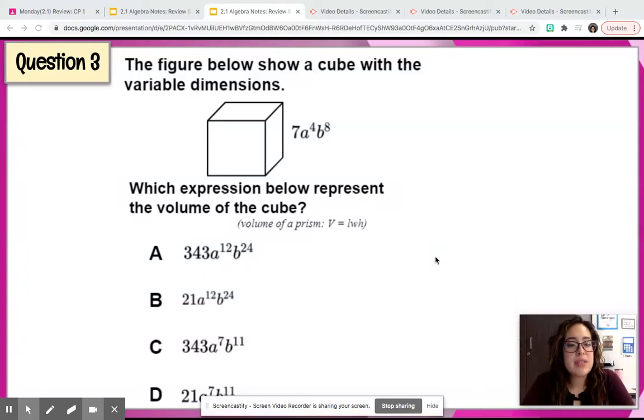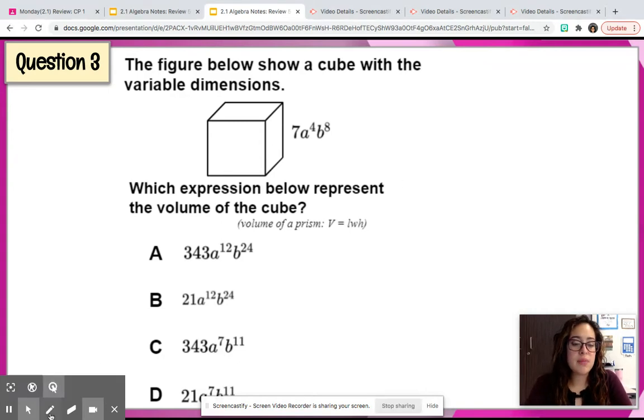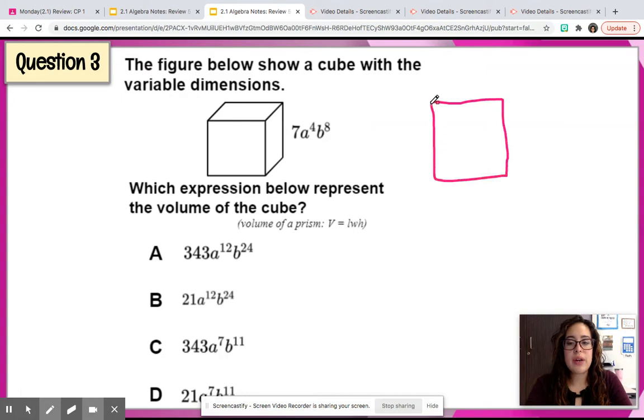Hi guys, so now this is a figure of a cube and it has the dimensions of 7 times a raised to the 4th power times b raised to the 8th power. Now remember, a cube has faces that are square. And so because it has square faces, then we know that all sides have this measurement. Which expression below represents the volume of the cube, of length times width times height?